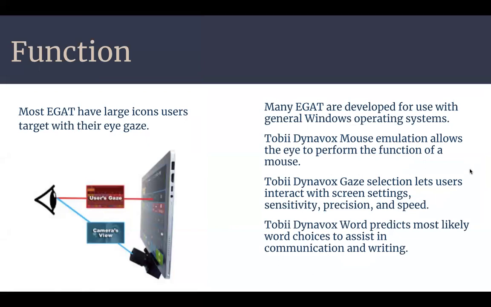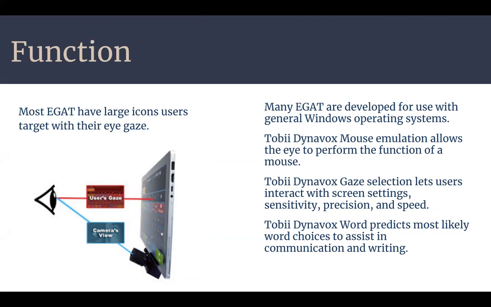So most EGAT have very large icons on their screens. They're set up kind of like an iPad or a computer screen, and there are large icons that the user can target with their gaze. There's an infrared camera which can communicate to the device where the individual is looking. So many EGAT are developed for use with general Windows operating systems today.